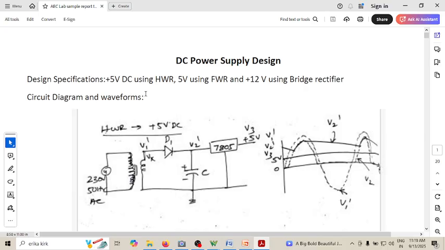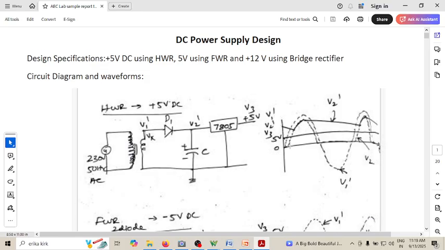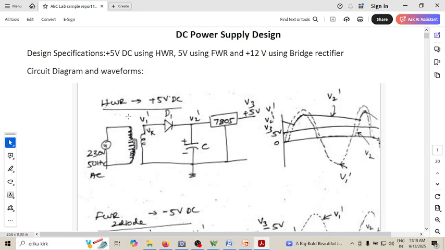First of all, we are writing the circuit diagram and its corresponding waveforms, which have already been discussed in the previous videos. You can see this is a half wave rectifier. Using a half wave rectifier, how do we realize plus 5 volt? We know that we have a 5 volt regulator, which is the 7805, and there is a half wave rectifier, a capacitor filter C, and the 230 volt 50 hertz AC signal.